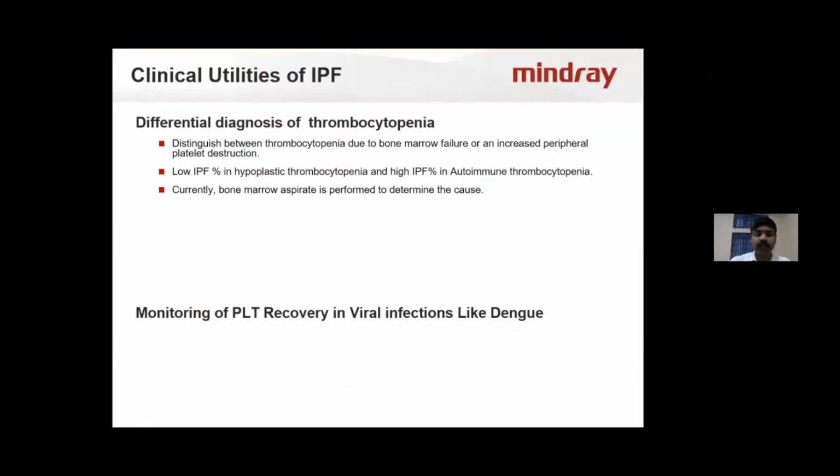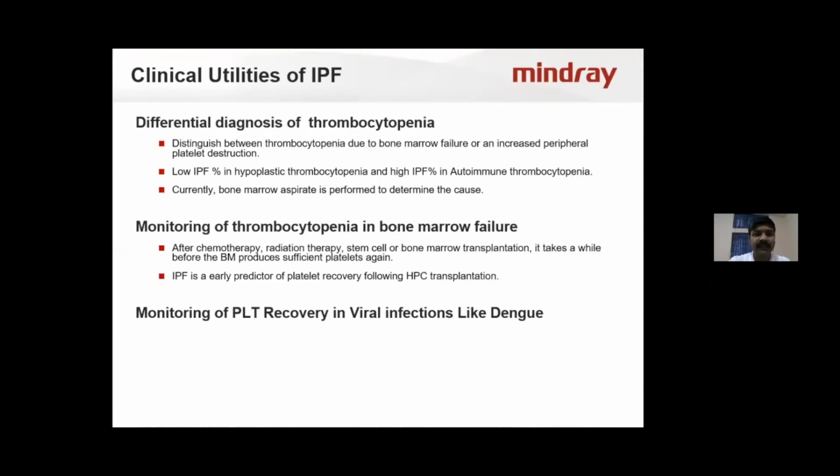So what are the clinical utilities of IPF? This IPF can be used for differential diagnosis of thrombocytopenia. So once there is thrombocytopenia, you can very well identify the reason for this thrombocytopenia by monitoring the IPF.